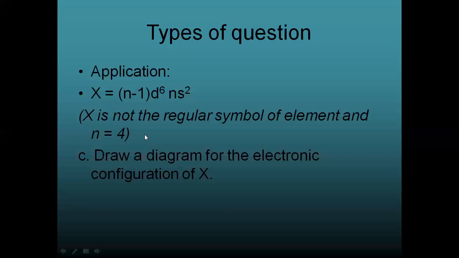But in case of the orbital-based diagram: 1s2, 2s2, 2p6, 3s2, 3p6, 4s2, 3d6. So this diagram is based on the energy level basis of orbitals. We know 4s is a lower energy orbital than the 3d. For this reason, electrons first enter 4s, then 3d.